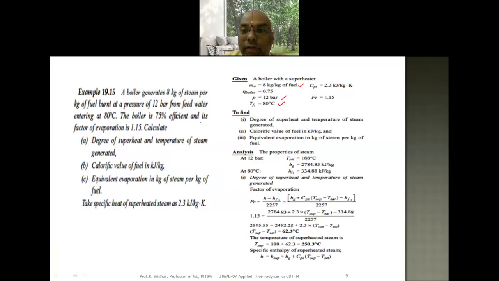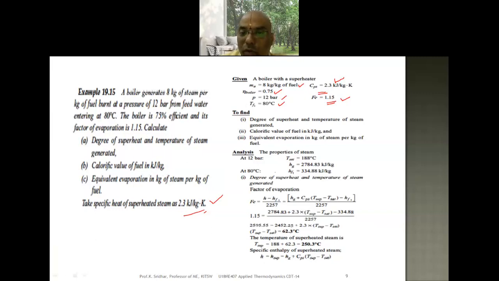The boiler is 75% efficient, so the boiler efficiency is given as 75%. The factor of evaporation, F_e, is equivalent to 1.15, and he has given that the specific heat of the superheated steam, C_ps or C_pv, is equivalent to 2.3 kJ/kg K. So this is the given data, from which we have to calculate the degree of superheat, the temperature of the steam generated, the calorific value of the fuel, and the equivalent evaporation in kg of steam per kg of the fuel.